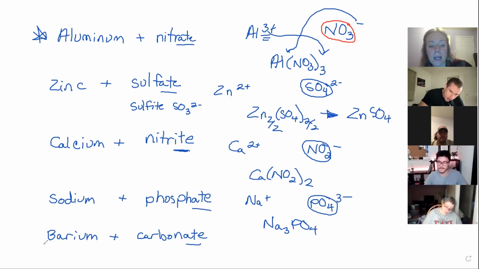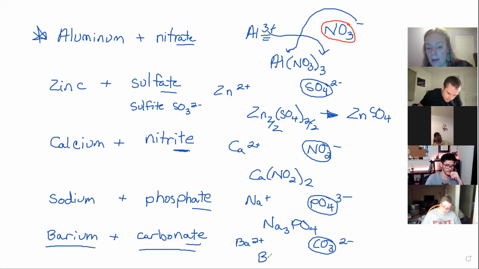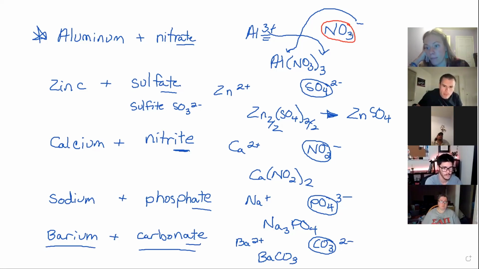The last one, barium carbonate. Barium, Ba with a 2 plus charge. Carbonate, CO3 with a 2 minus charge. Group that together. This is a 2 to 2. So I know it's going to end up being a 1 to 1 ratio, or BaCO3. So you treat it the same way. Instead of using just nitrogen, you use a combination of atoms combined together with an overall charge. But the system is still the same of flip-flopping.